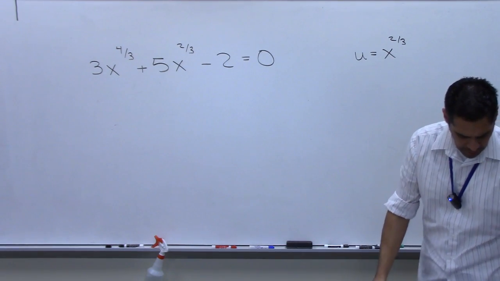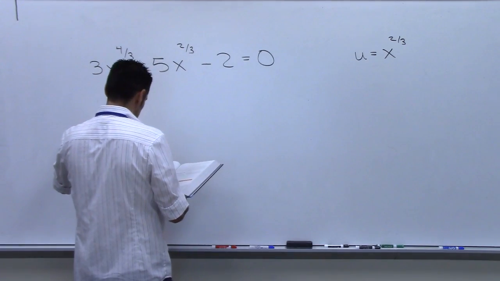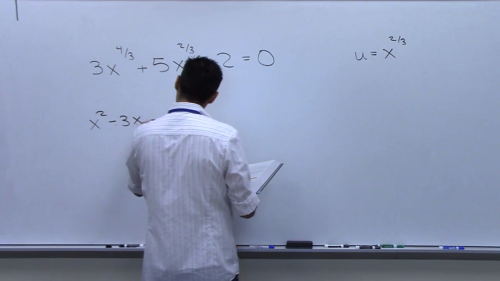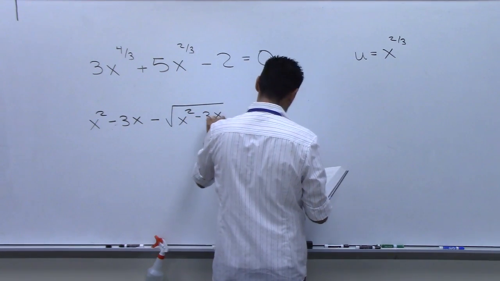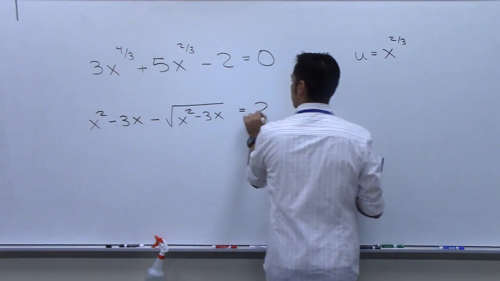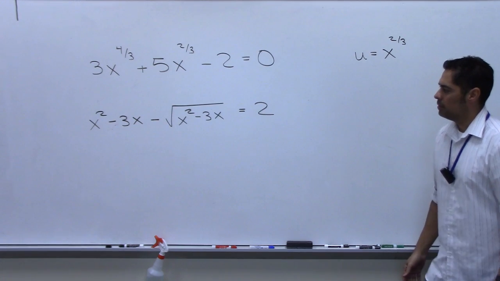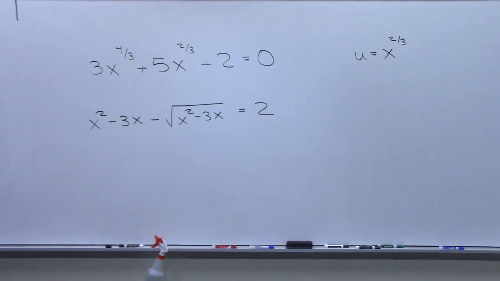How about something like this? x squared minus 3x minus square root of x squared minus 3x equals 2. If you look at that initially, you might be thinking radical equation, right? Yes. And you could probably get this problem by doing the steps for a radical equation.